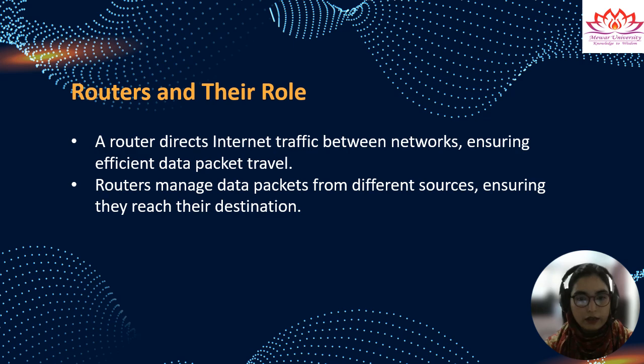Then routers and their role. A router directs internet traffic between networks, ensuring efficient data packet travel. Routers are critical for managing internet traffic. They help direct data packets between devices and networks. A router ensures that when you send a request like loading a website, it travels through the most efficient path, reaching its destination. Without routers, data wouldn't know where to go and the internet wouldn't function as we know it.